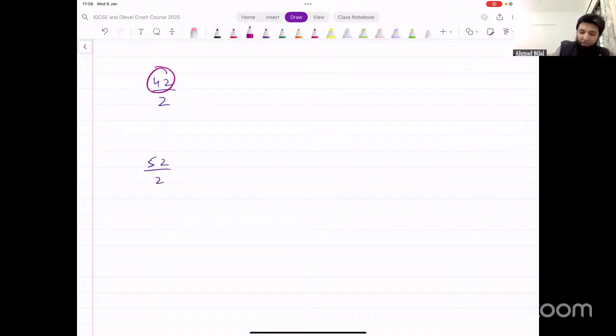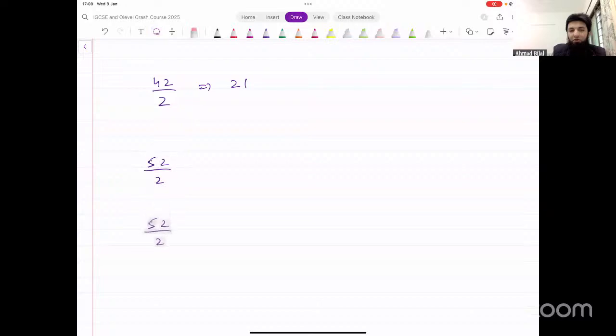If both are even numbers, you can actually do it directly. How do you do that? You divide them individually. What's 4 by 2? 4 by 2 is 2. What's 2 by 2? That is 1. This is going to give you 21. So if both are even numbers, this division is going to be fairly straightforward like this.